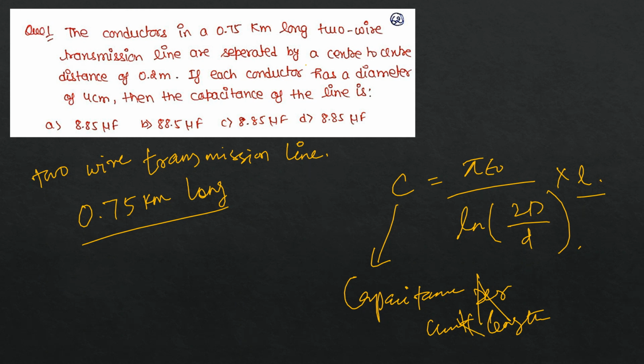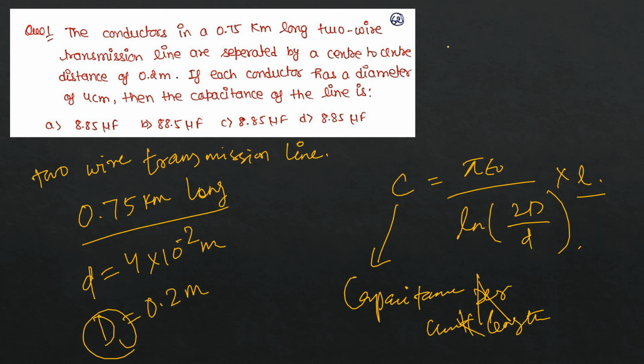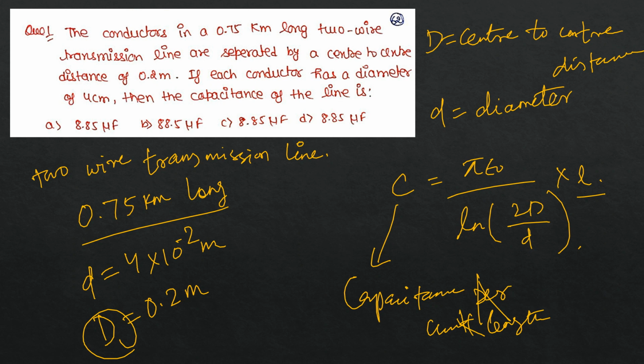So what is the question? If each conductor has a diameter of 4 centimeter, so diameter is given. Small d is the diameter, 4 into 10 to the minus 2 centimeter. And what is given also? The two-wire transmission line conductors are separated by a center to center distance of 0.2 meter. So D is your center to center distance. You can write here if you are confused: D is equal to center to center distance, and small d is equal to the diameter of each conductor.